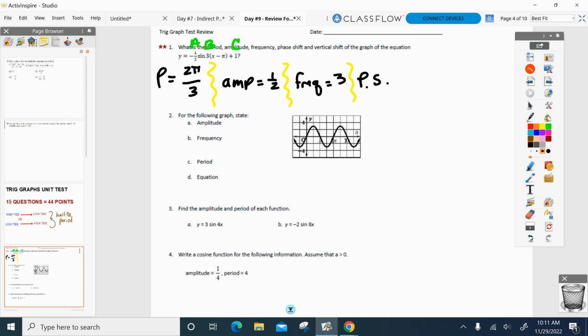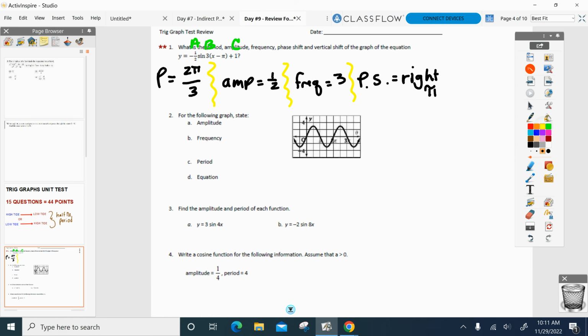So look inside the parenthesis right now. Minus pi. Minus tells me to go where? Left or right? Be careful. Minus tells me I go left or right. Opposite. You go opposite. Right. So the phase shift is right pi. You always go opposite inside the parenthesis.